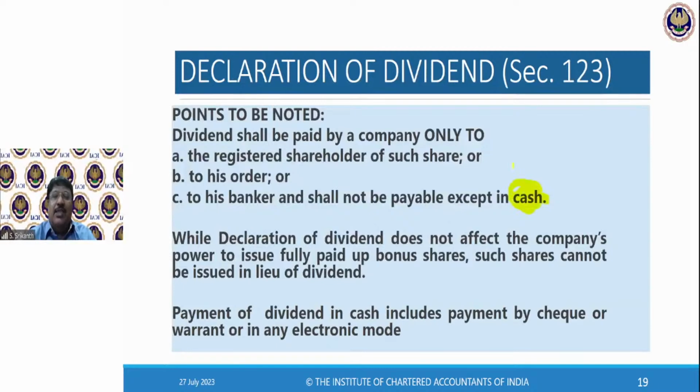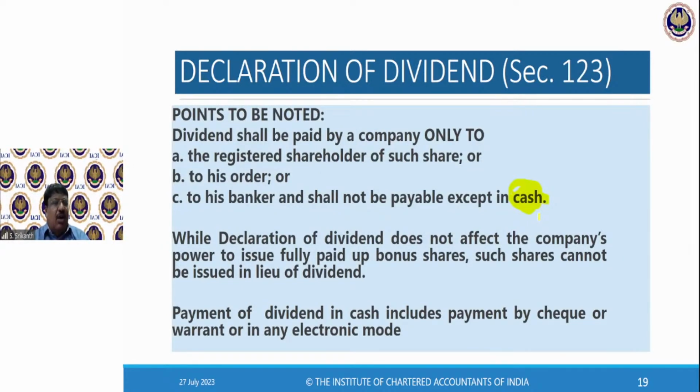You cannot adjust account. You cannot say, for example, our company is manufacturing Cadbury chocolate, so instead of giving you dividend, we will send you a crate of chocolate, take it, enjoy. No, it should be paid only in money. Got it? You cannot satisfy it by giving something else. You have to give money. Here the word cash is used in the context of money. It should be paid only in money.